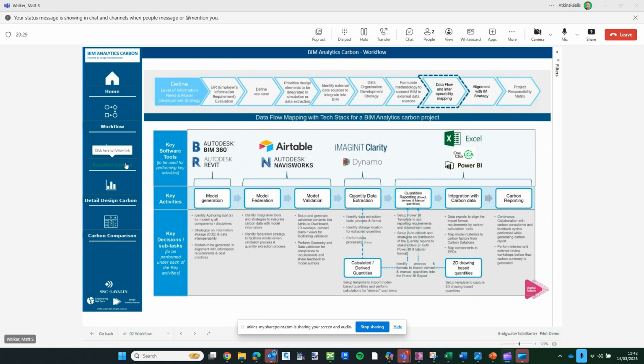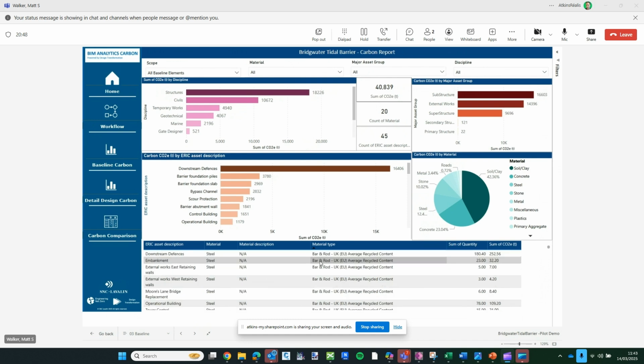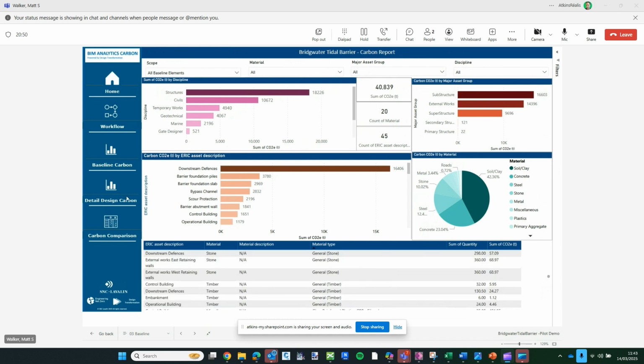So we then have a page here on the baseline carbon for the scheme. This was done based on the information in the carbon calculator that was produced on the outline design for the scheme, breaking it up into the various scheme elements and the materials associated with those.